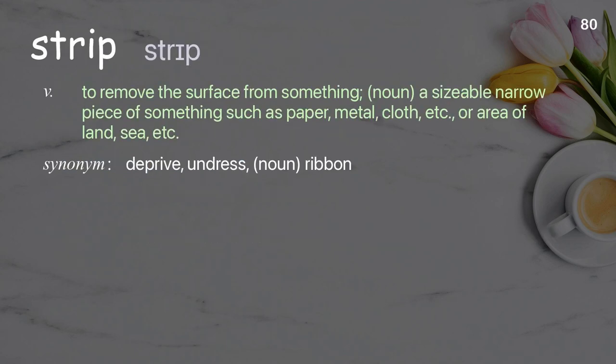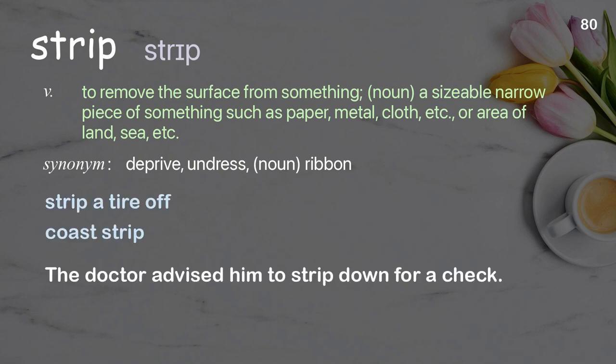Strip. To remove the surface from something; noun, a sizable narrow piece of something such as paper, metal, cloth, etc., or area of land, sea, etc. Examples: strip a tire off. Coast strip. The doctor advised him to strip down for a check.